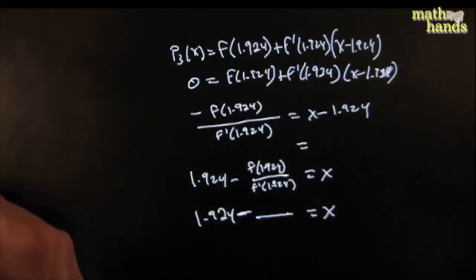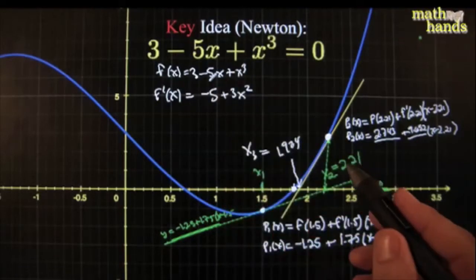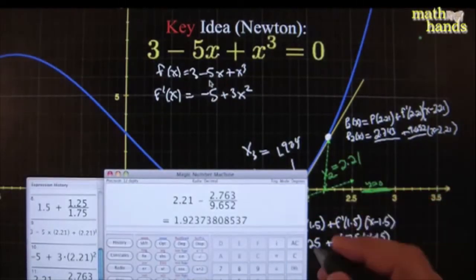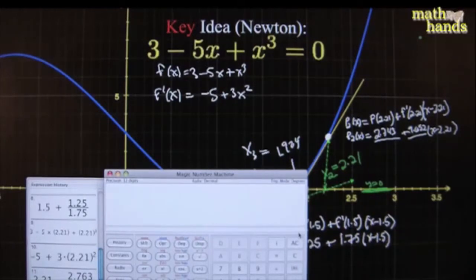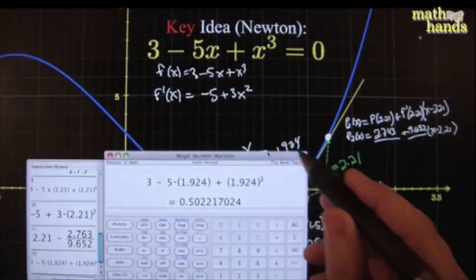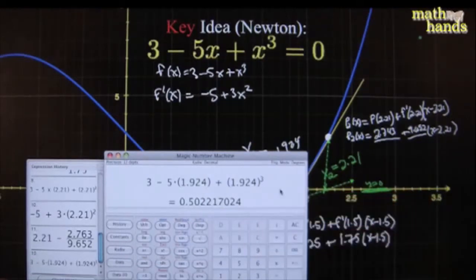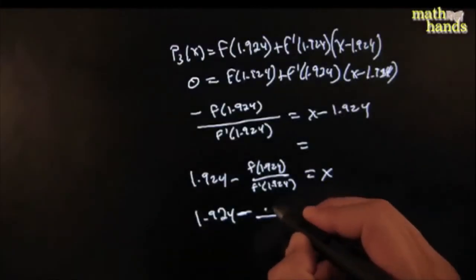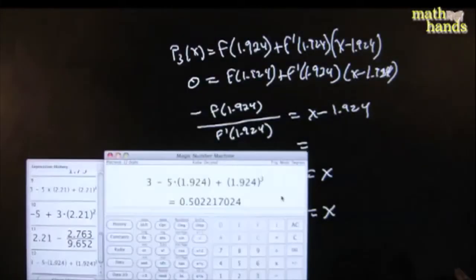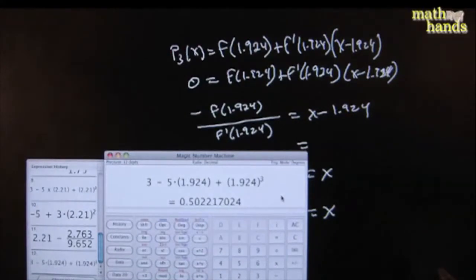Let's plug in 1.924. All right, that's what I've got to do. So I bring back my calculator. 1.924. Let's clear this stuff. So I go 3 minus 5 times 1.924 plus 1.924 raised to the third. And what do I get? Whatever. 0.50. All right, let me put that down so I don't forget. In fact, it's 0.502.